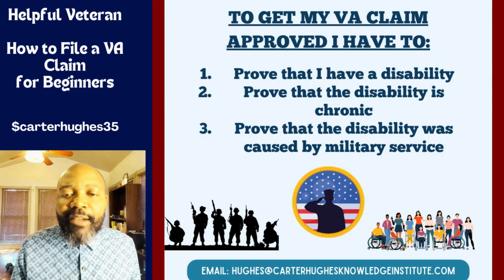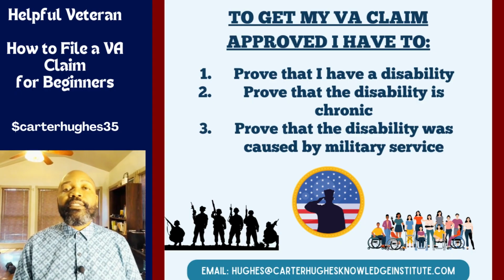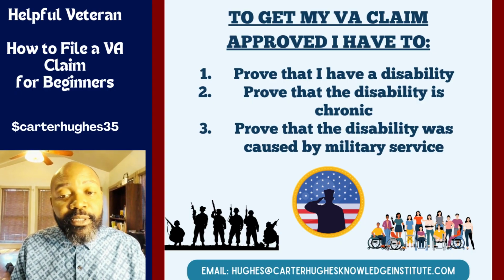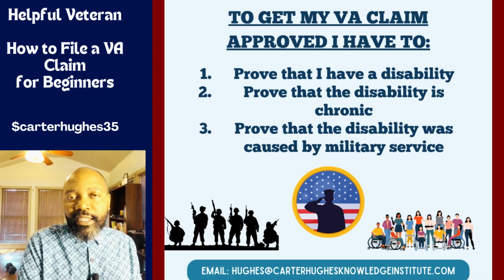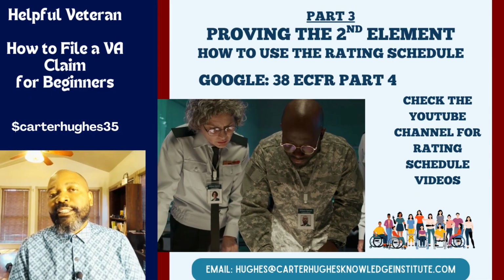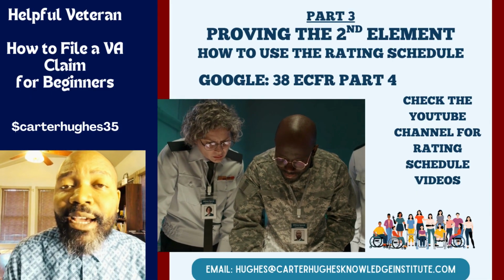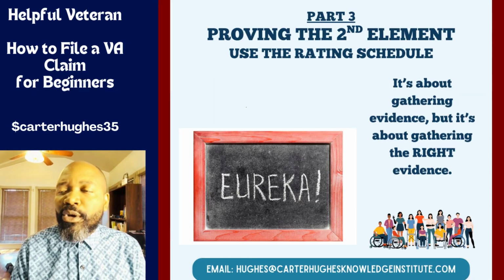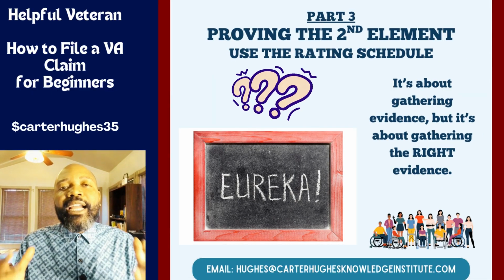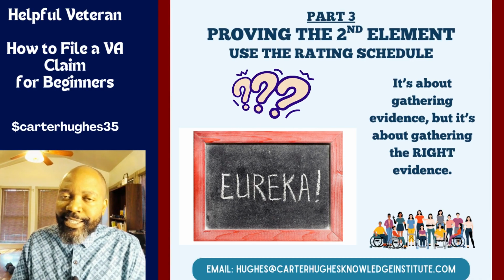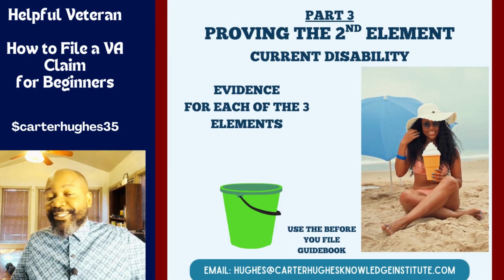What evidence do I have to prove that I have this current disability? What evidence do I have? Is it records? Is it statements? Keeping it simple. Also, looking at the rating schedule, right? How does the VA evaluate this disability? You want to know what matters to the VA. It's about gathering evidence, yes, but it's more so about gathering the right evidence, right? The right evidence for each of the 3. See, that's what it's supposed to be.